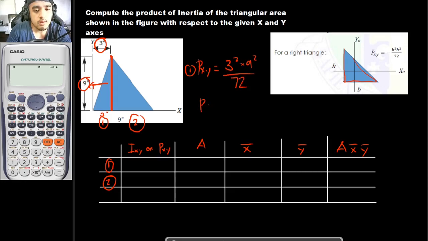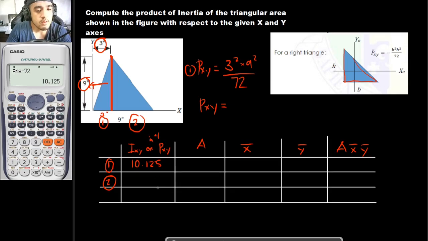From that, our product of inertia about its centroidal axis is equal to, looking at the calculator to your left, 3 squared, so 3 times 3 times 9 squared, so times 9 times 9, and we would be dividing this by 72. Our answer here would be equal to 10.125. So this is positive 10.125, in inches raised to 4th.